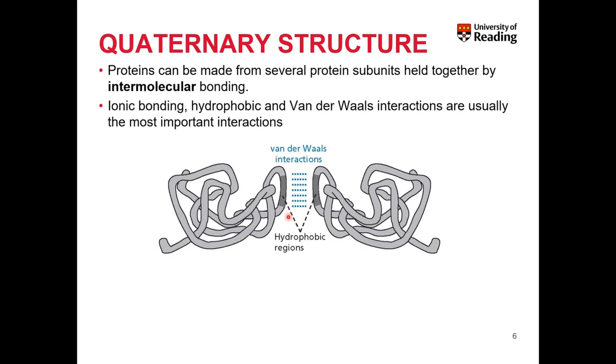These interactions come about because you have two hydrophobic regions in the protein, and so they are able to form van der Waals interactions with each other and exclude water molecules. Now, in quaternary structure, ionic bonding, hydrophobic and van der Waals interactions are usually the most important interactions, although hydrogen bonding can also have a significant role.